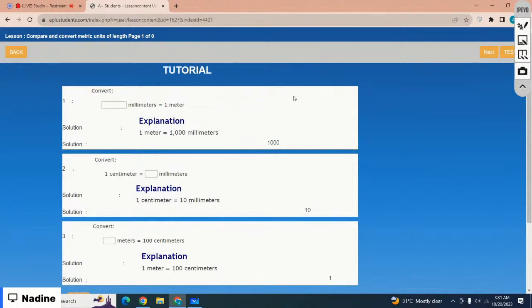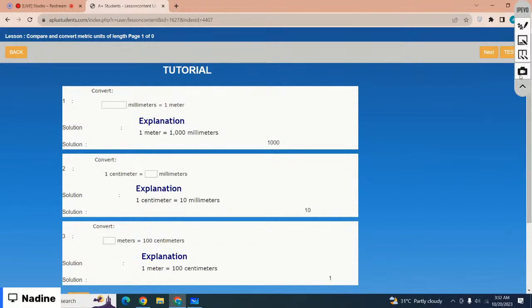1 meter equals how many millimeters? 1 meter equals 1000 millimeters. The next one is 1 centimeter. So 1 centimeter equals 10 millimeters. Then you have 1 meter. So 1 meter equals 100 centimeters.